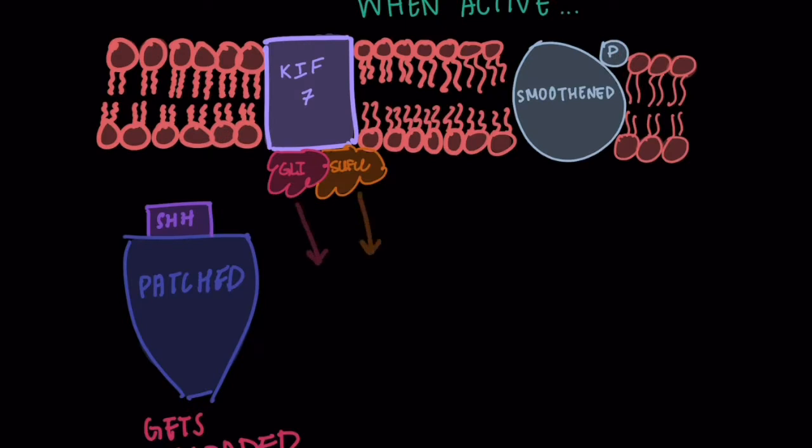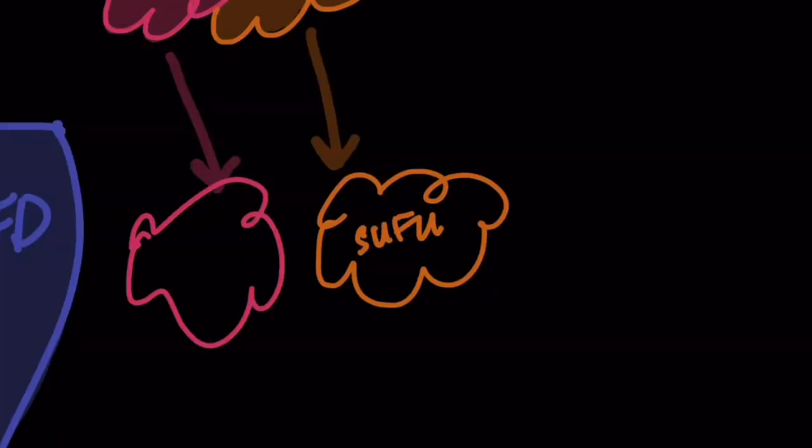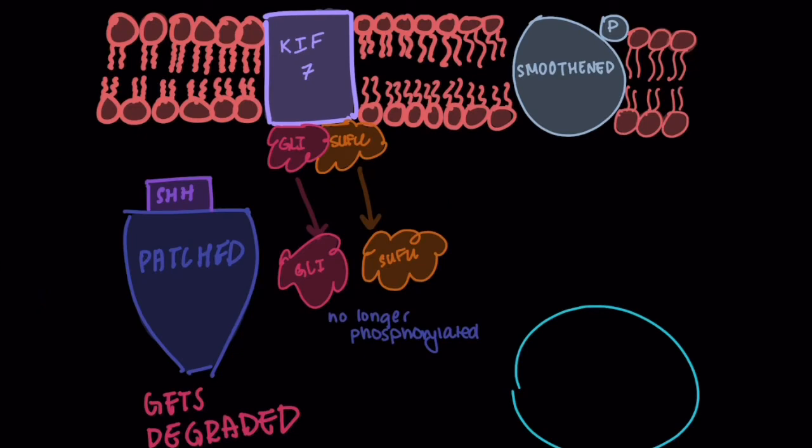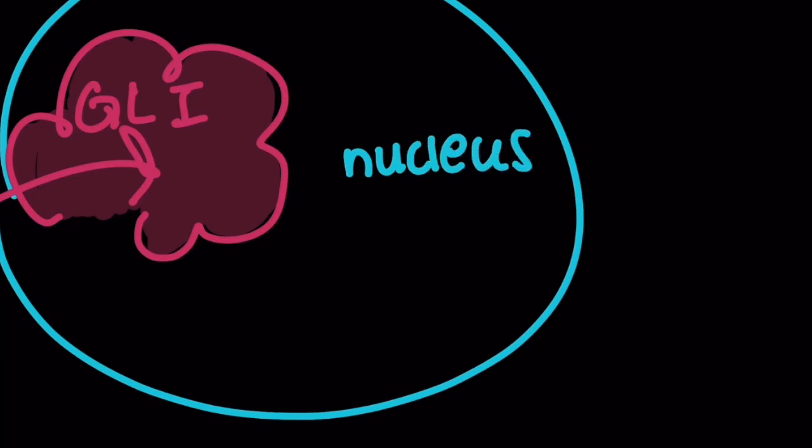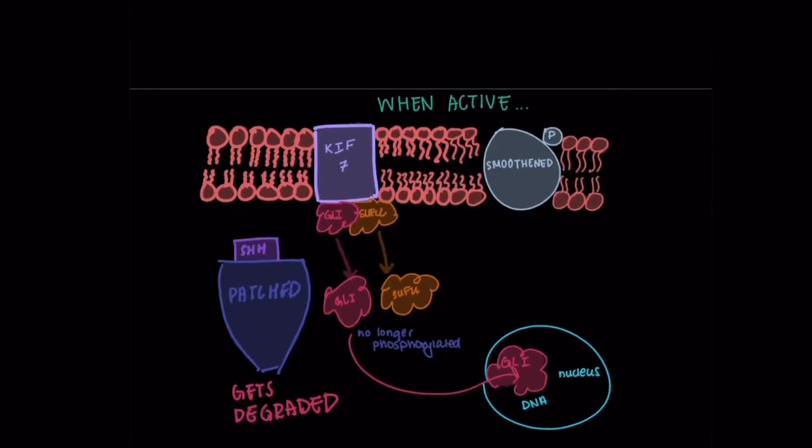KIF7 then lets the GLI proteins and SUFU complex flow through the membrane. Then, GLI and SUFU separate and are not phosphorylated anymore. Lastly, GLI makes its way into the nucleus and can then bind to target genes that are involved in embryological facial development.